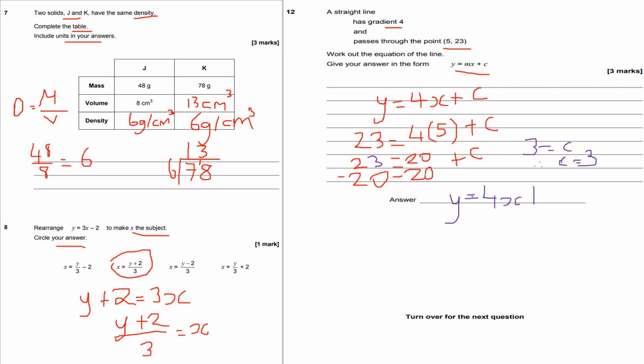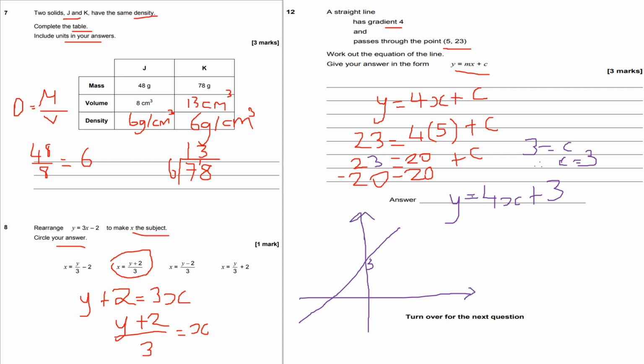If you're wondering or interested in what it actually looks like roughly, as a rough sketch, it will look something like this. It passes through the point 3 on the y-axis. Obviously, it's probably a bit steeper than that, but that is a rough sketch of that line there.